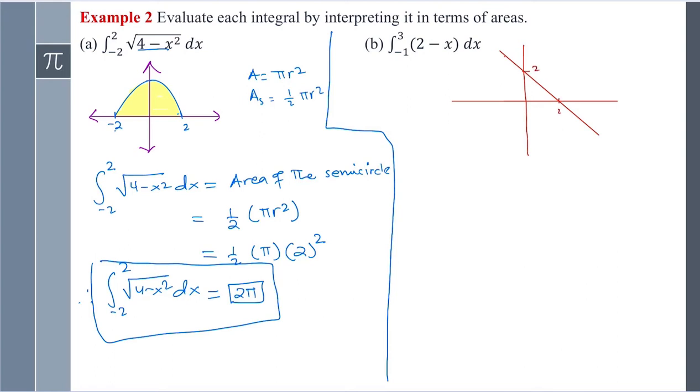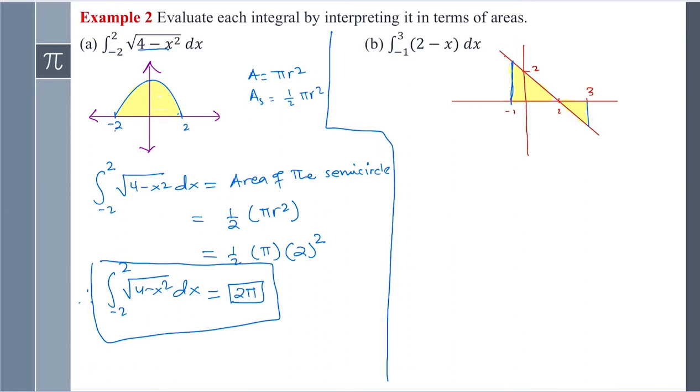This is also 2. Now we are going from -1 to 3. Let's say 3 is right here, and let's say -1 is right here. So what we are looking at here is the area from -1 to 3. So we're looking at this area. Basically what we are looking at here is two triangles. Here's one triangle up here, and there's another triangle down here.